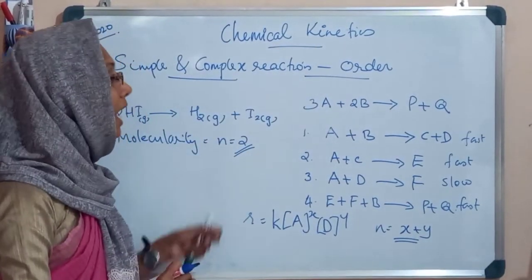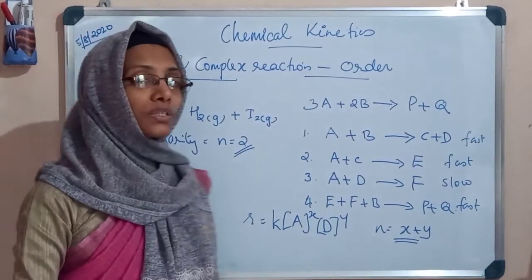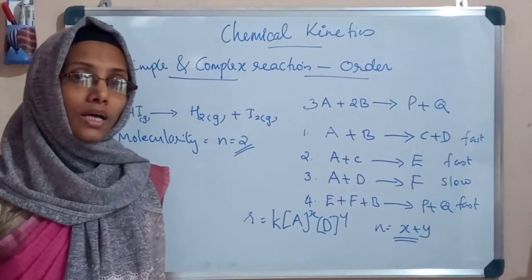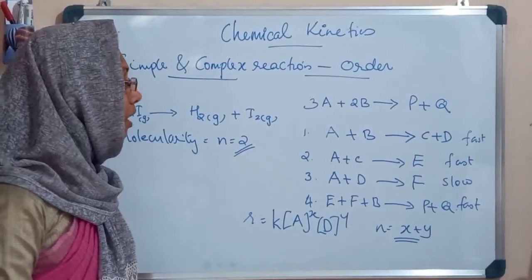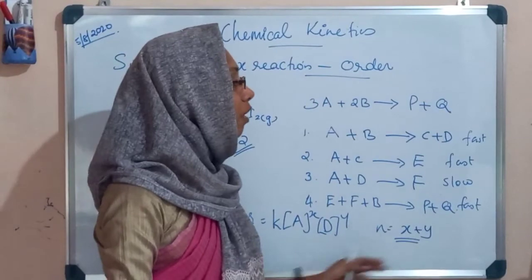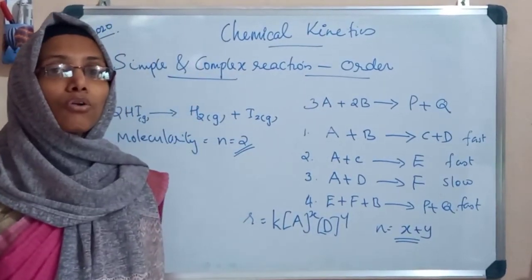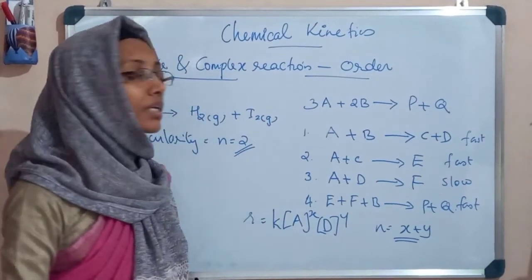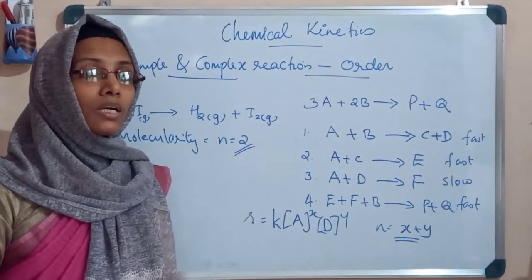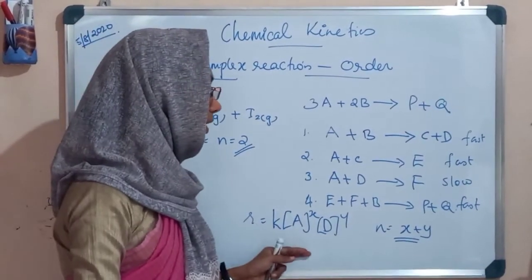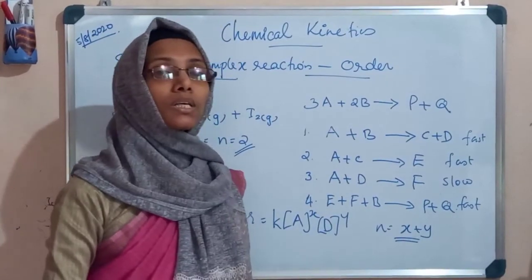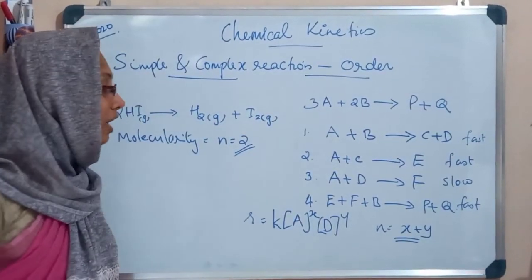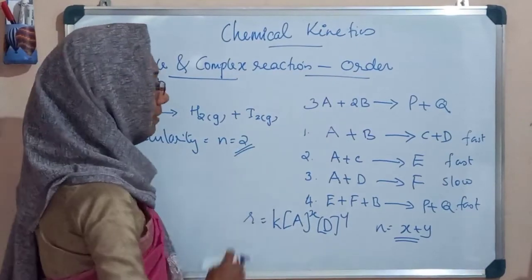That is, for a complex reaction, each step has its own molecularity, but the order of the overall reaction is the order of the slowest step of the reaction, and the rate of the reaction also is the rate of the slowest step. That is, the slowest step is the rate determining step of a complex reaction.